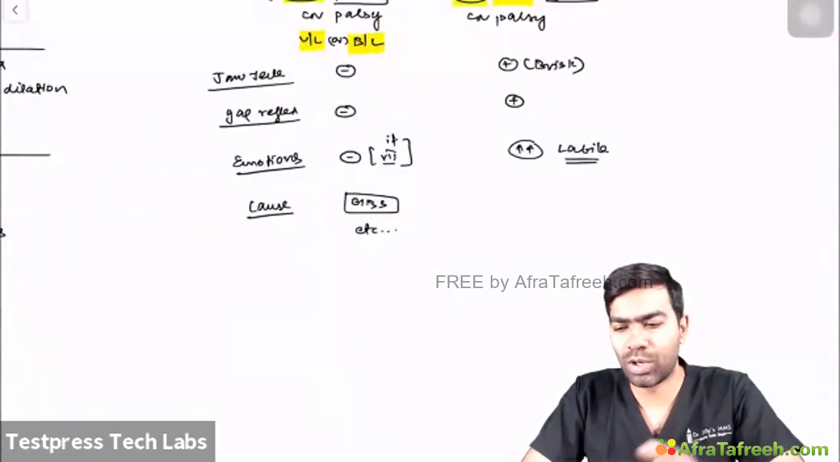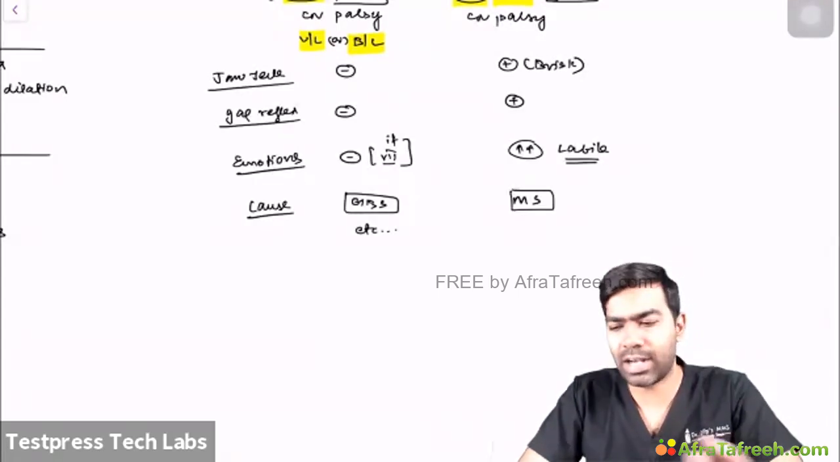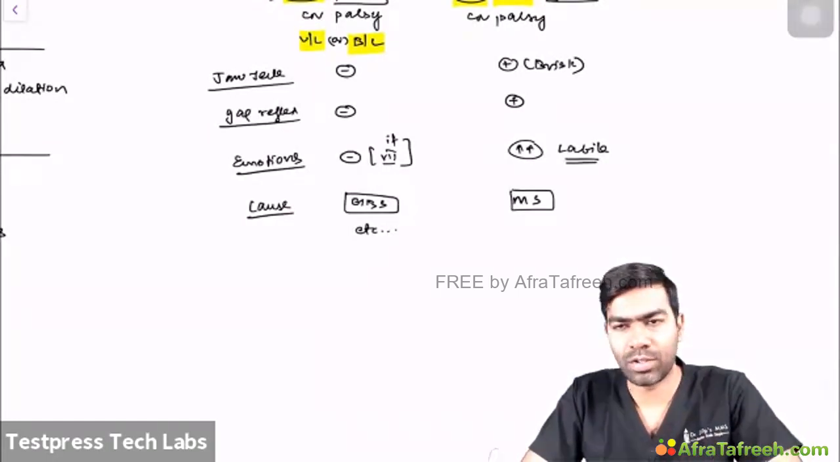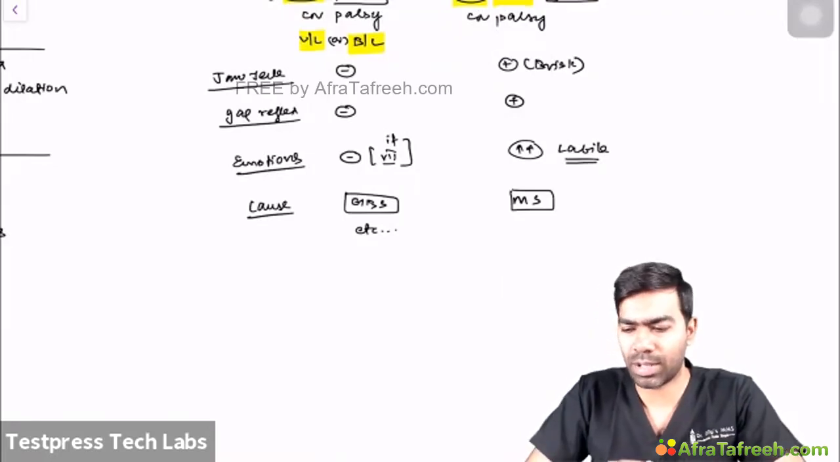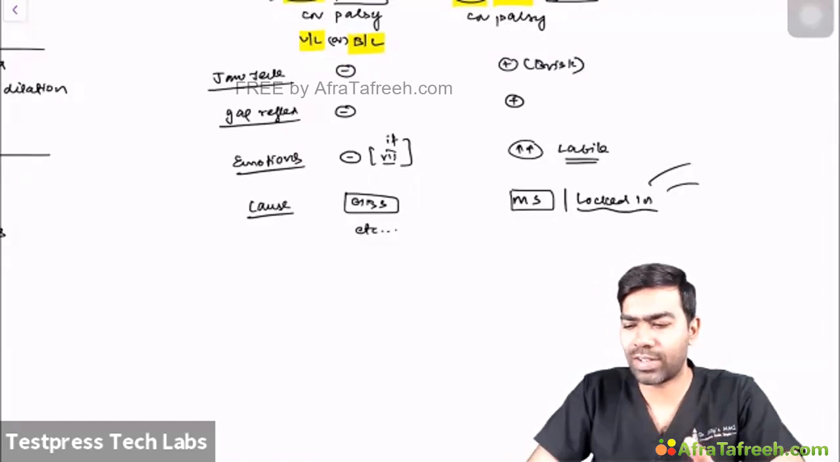But whereas the pseudobulbar palsy is concerned, the most important cause is multiple sclerosis. If you're having a bilateral UMN, both the sides, there should be some diffuse disease in the brainstem. So usually it's a demyelinating disease, that's multiple sclerosis. Apart from that, you can tell locked in state also. But locked in state is a generalized diagnosis. You cannot tell locked in state as a specific diagnosis because locked in state itself has multiple causes.